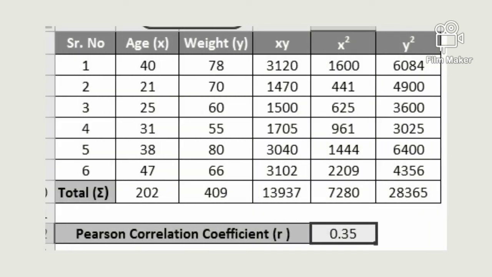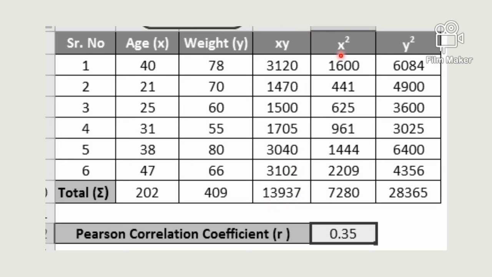So first, you have to get the xy for each of the six. For 40 and 78, multiply 40 times 78, which is 3,120. 21 times 70 is 1,470. 25 times 60 is 1,500. 31 times 55 is 1,705. 38 times 80 is 3,040. 47 times 66 is 3,102. Then find the total by adding: 3,120 up to 3,102. The answer is 13,970.